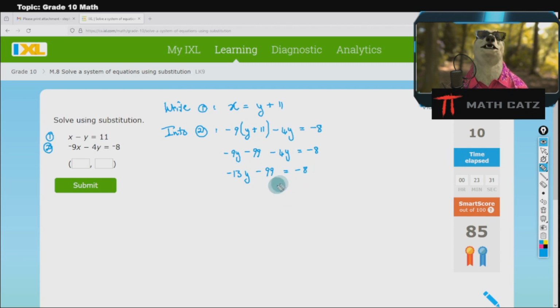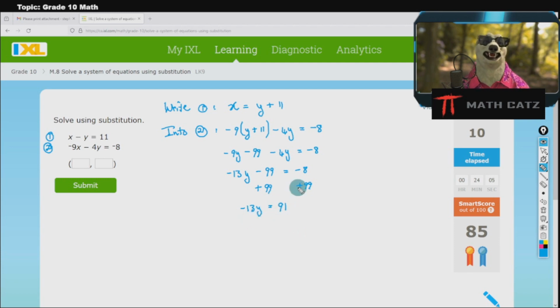I don't want to skip any steps. I want to be sure of what I'm doing at every step. The less I write down, the more I have to do in my head, and things get all jumbled up in there. Take the risk out of it. I'm going to add 99 on both sides because I want to move the numbers and isolate the y term. So negative 13y equals negative 8 plus 99, which is equivalent to 99 minus 8, which is 91.